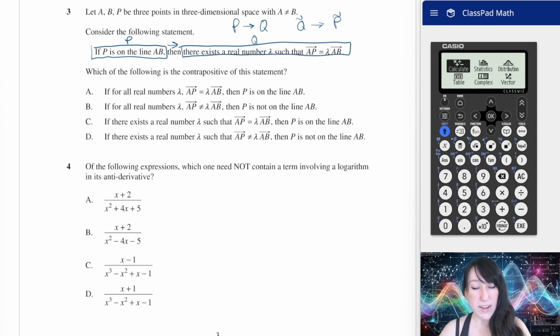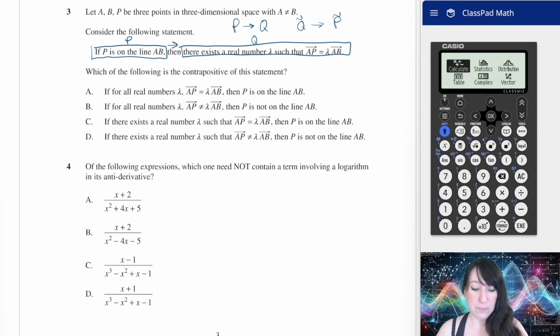So, what is not Q? Or what is the opposite of there exists a real number lambda such that the vector AP is lambda times the vector AB? If we look at our options, we have to see what is logically equivalent. In the first option, it says for all real numbers lambda, and then that equality statement. That's not what we're looking for. The opposite of there exists a real number is not for all real numbers.